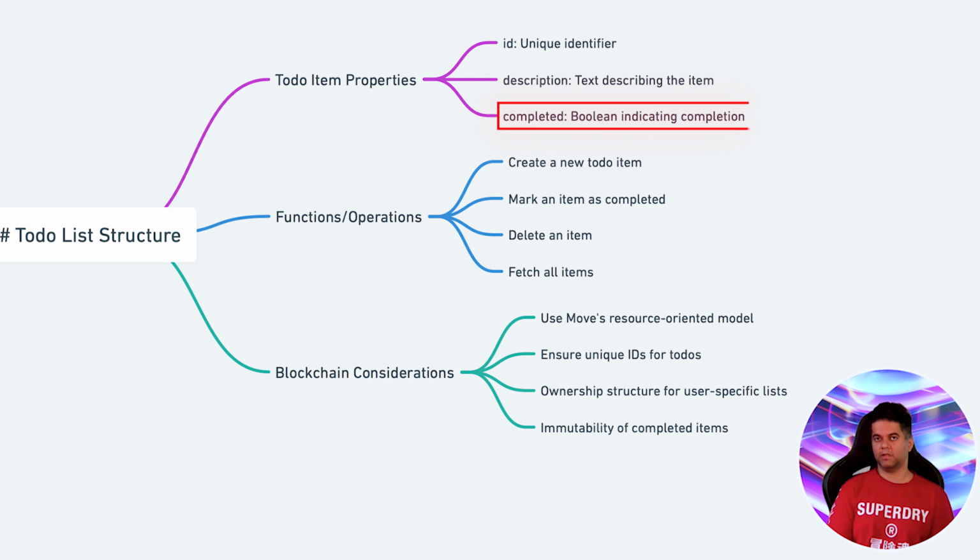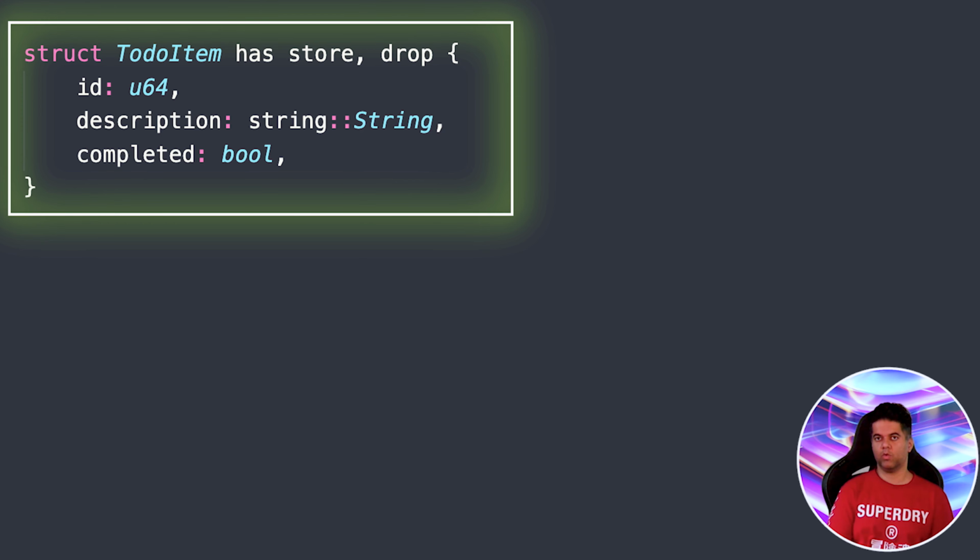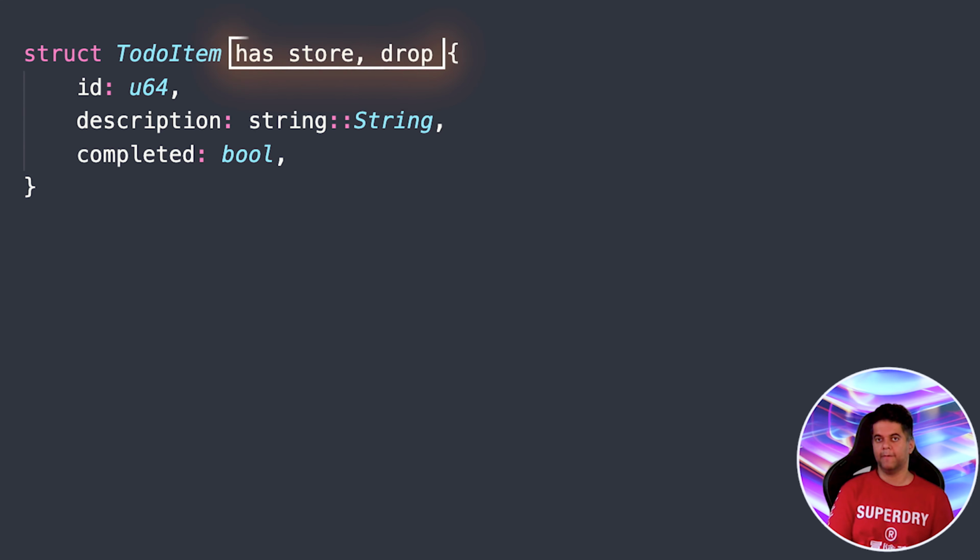In Move, we can represent this as a struct. So let's write our first bit of code. What we've written here is the TodoItem struct, which defines a new custom type called TodoItem. And then we have copy, store and drop, and these are abilities in Move. So store allows the struct to be saved in global storage, and drop allows it to be discarded when no longer needed. The id: u64, this is an unsigned 64-bit integer, perfect for unique identifiers.